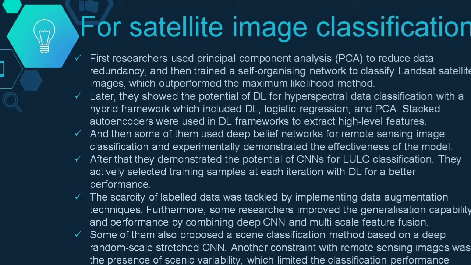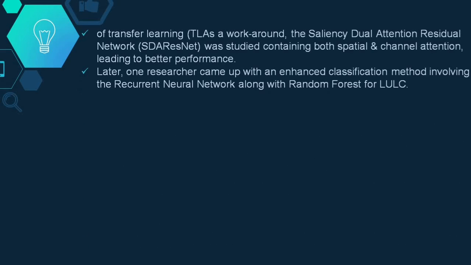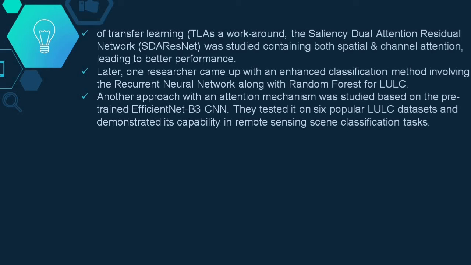Another constraint with remote sensing images was the presence of scene variability, which limited the classification performance. Transfer learning was a study containing both spatial and channel attention, leading to better performance. Later, one researcher came up with an enhanced classification method involving a recurrent neural network along with a random forest for LULC. Another approach with an attention mechanism was studied based on the pre-trained EfficientNet-B3 CNN.